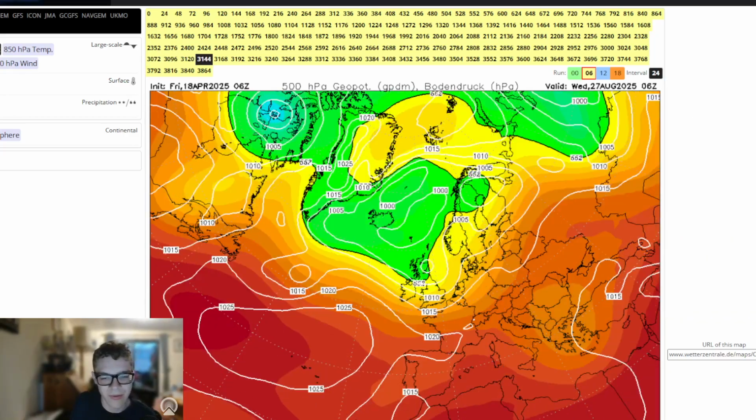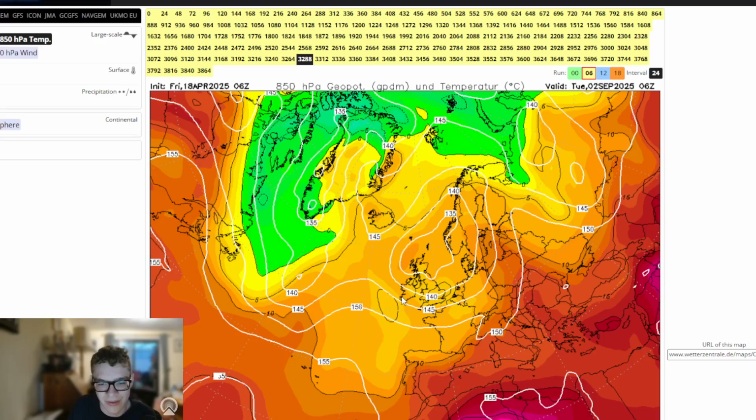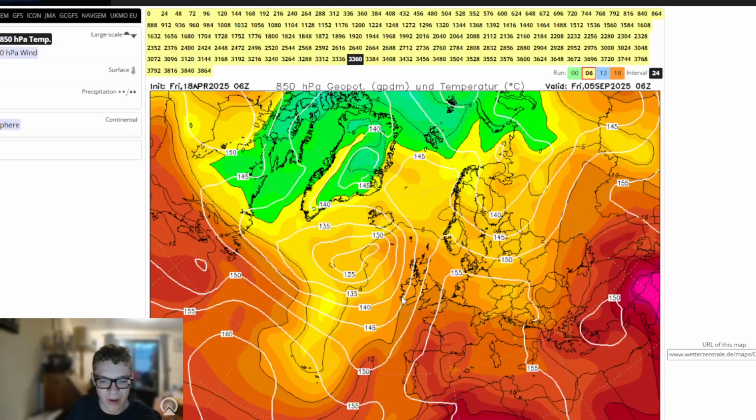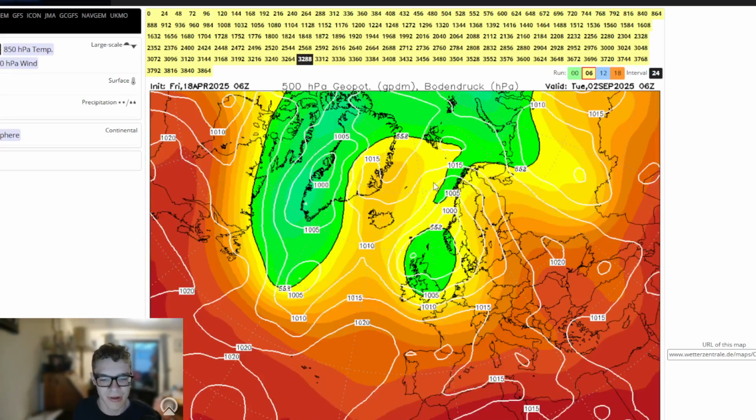It looks quite dry further south, obviously cooler and wetter further north. But not too bad. In September, that's as far as we'll go, and it still looks quite changeable further north. But further south, it's probably pretty nice.